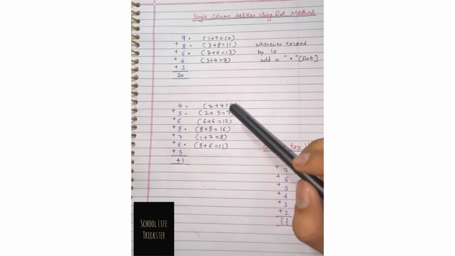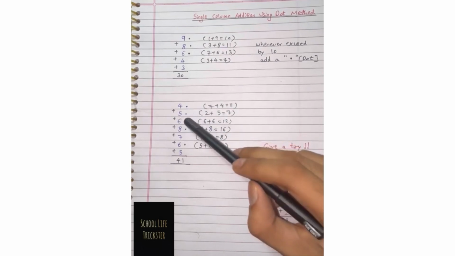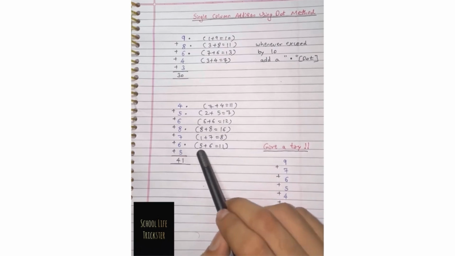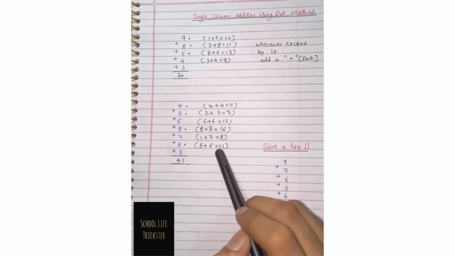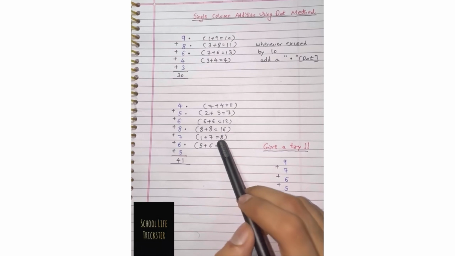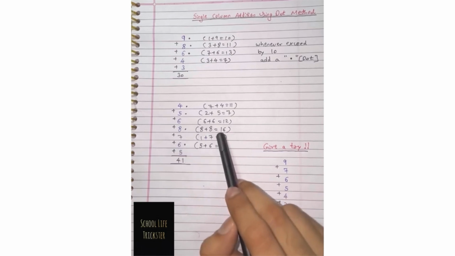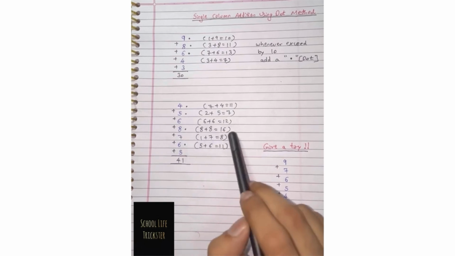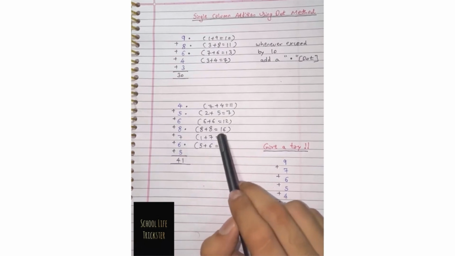Take the another example, that is 4 plus 5 plus 6 plus 8 plus 7 plus 6 plus 5. Now 5 plus 6 equal to 11, that is 11 is greater than 10, so we add a dot over here. Then take the unit place number, that is 1. Then 1 plus 7 equal to 8. Now 8 plus 8 is 16. Over here 16 is again greater than 10, so we add a dot over here. Now take the unit place number 6.